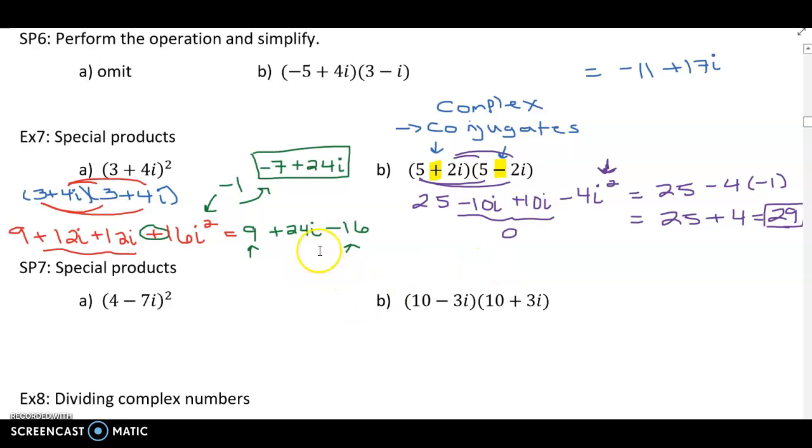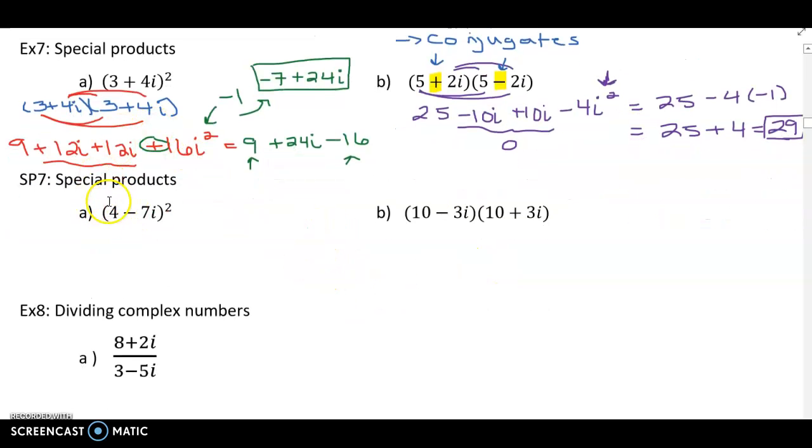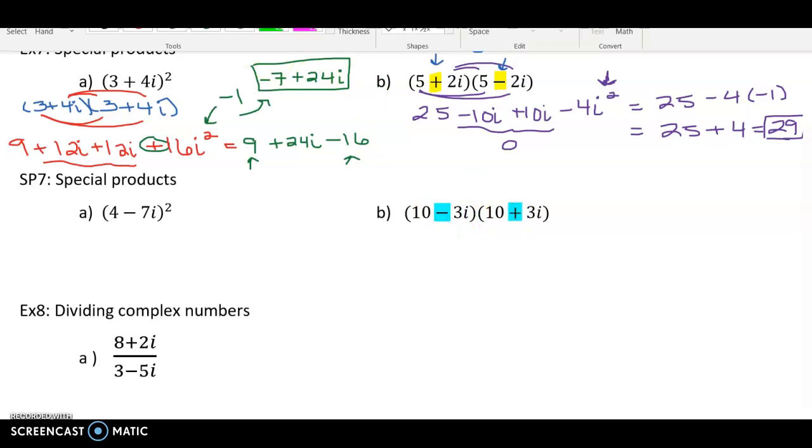All right, so try SP7. Again, we're multiplying the same thing times itself, a binomial squared, versus on B, we have a minus and a plus. So pause the video, try both of those, and then play it back to see how you did.